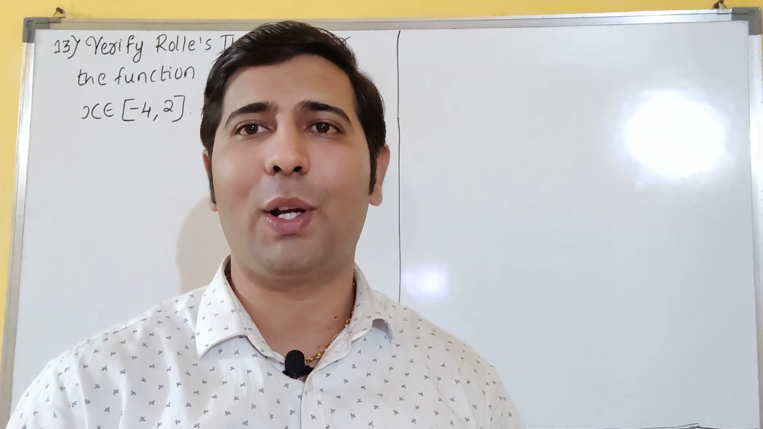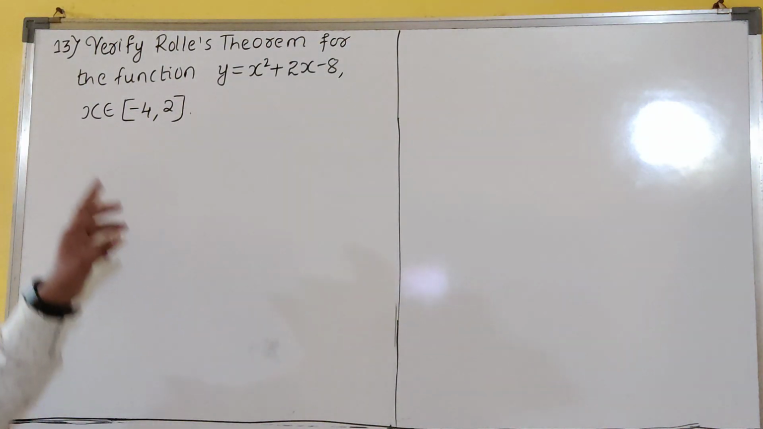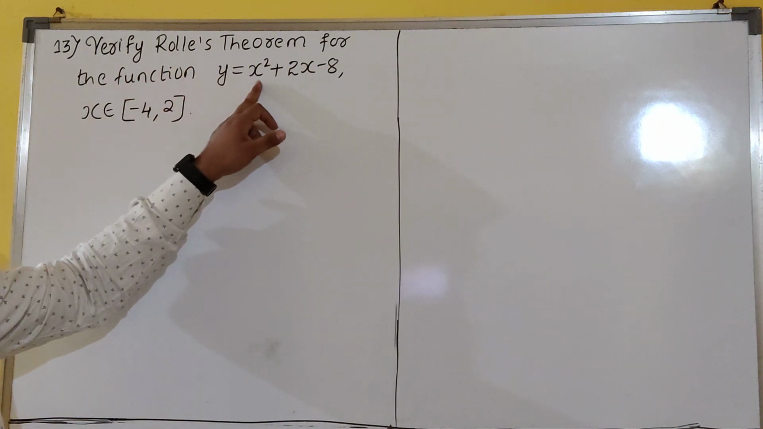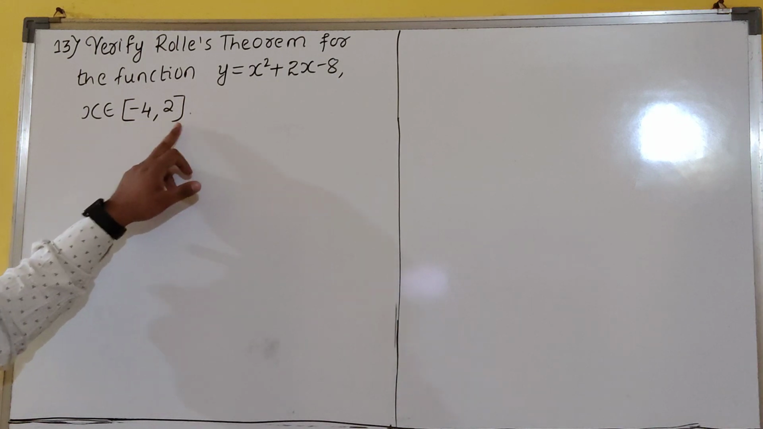In the last class we have solved question number 11 and 12. In today's class we will continue with the next question. Verify Rolle's theorem for the function y is equal to x square plus 2x minus 8, x belongs to [-4, 2].